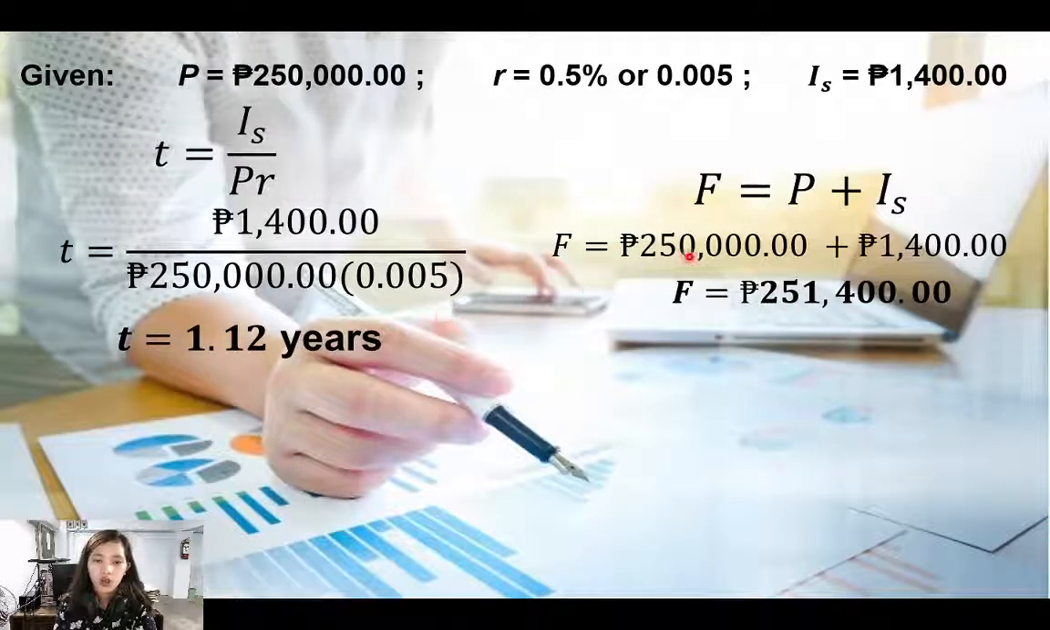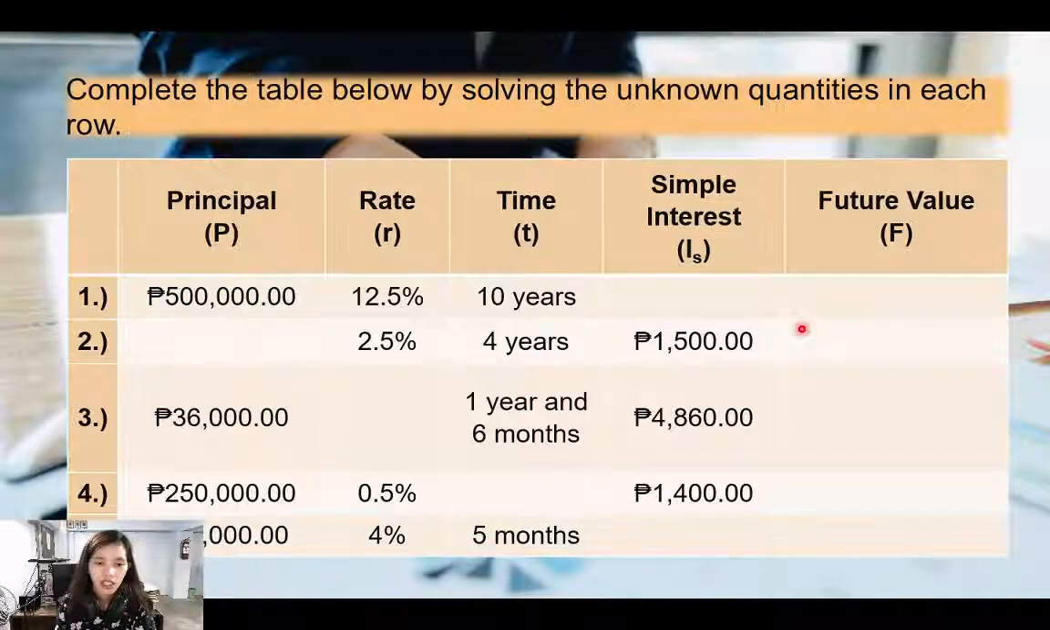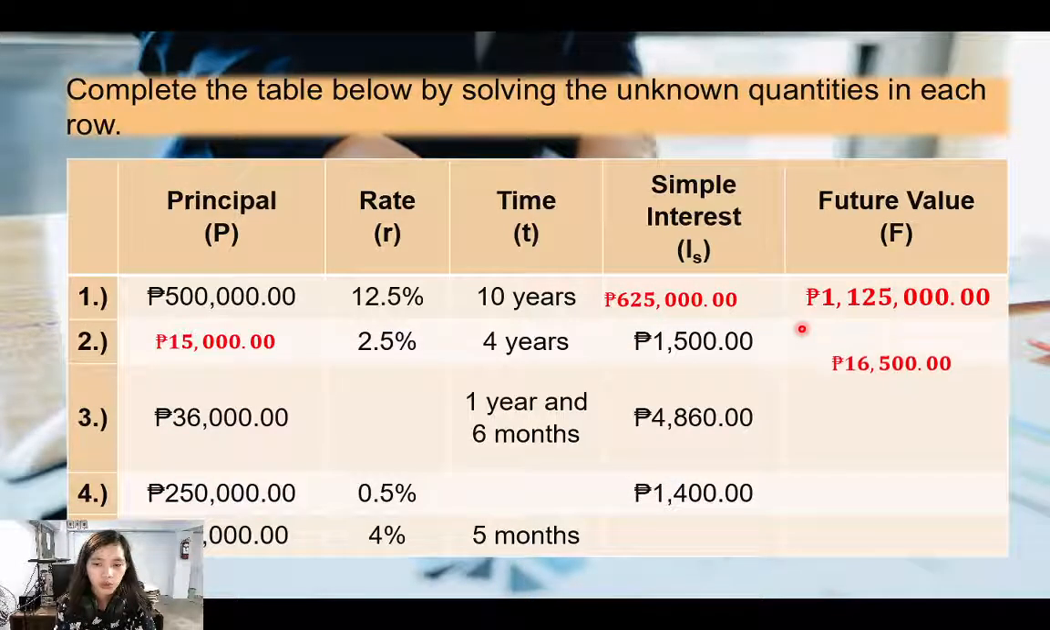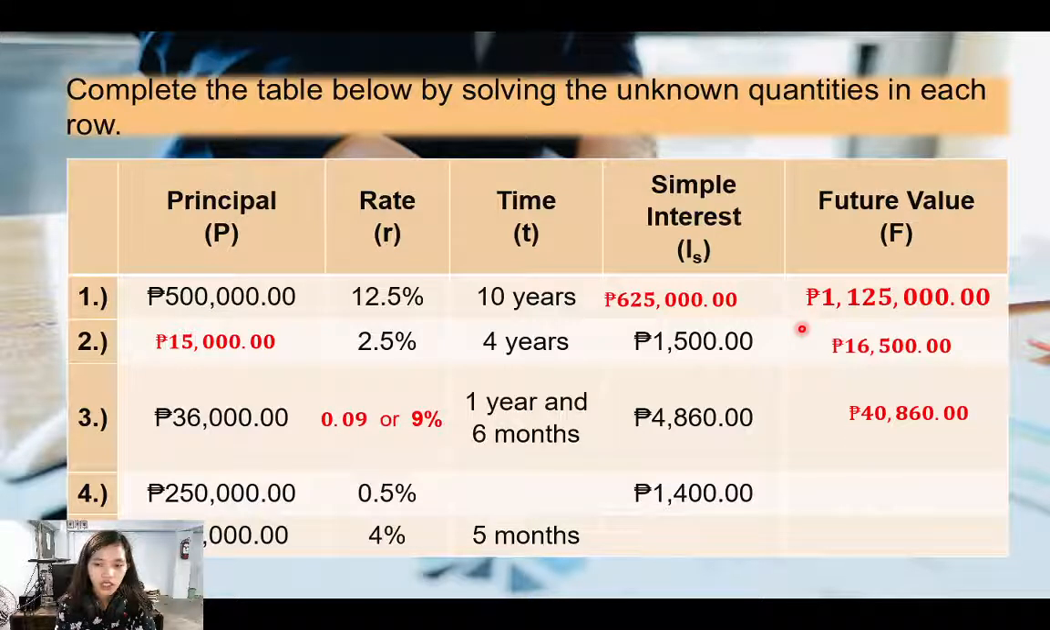Now, let's go for the future value. Madali lang kapag hinahanap ay future value. You're just going to add the principal and the simple interest. 250,000 plus 1,400 is equals to 251,400. Lagay na natin siya sa box. Ito yung nauna for number 1, for number 2, for number 3, and for number 4. And lastly, we're going to find the simple interest and the future value for number 5.